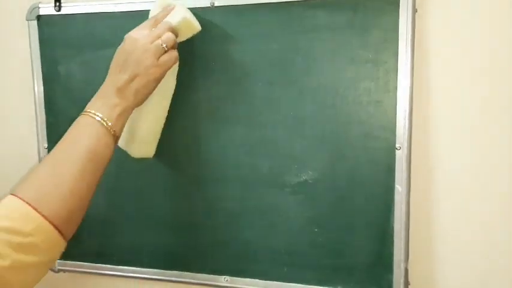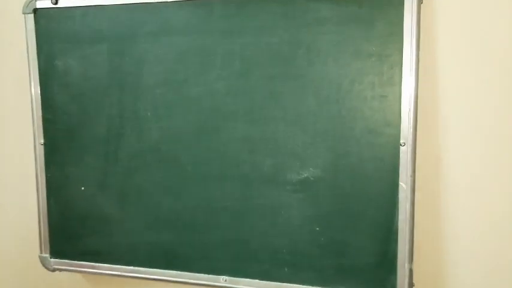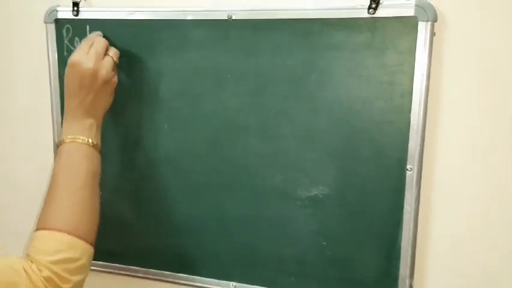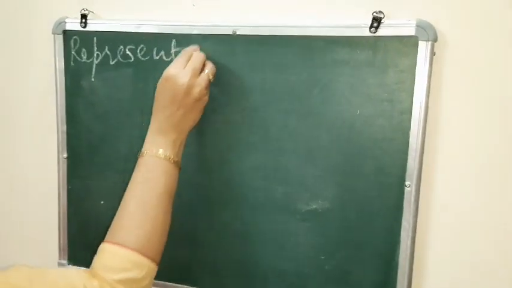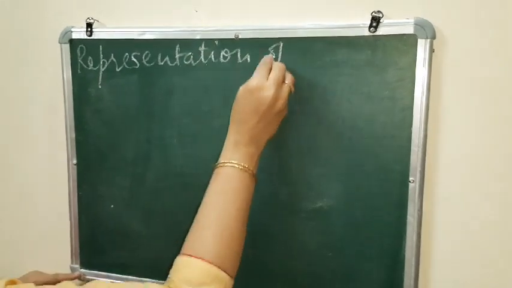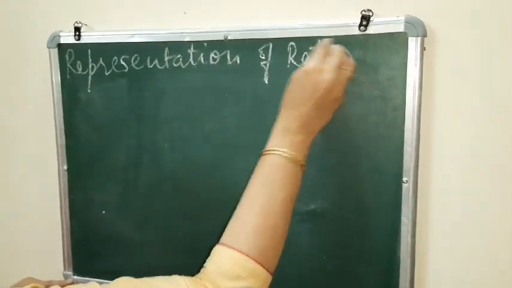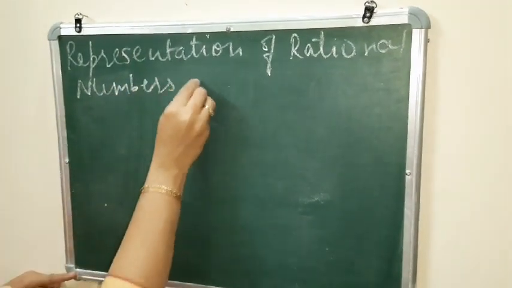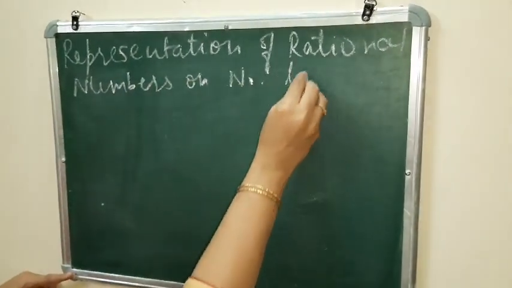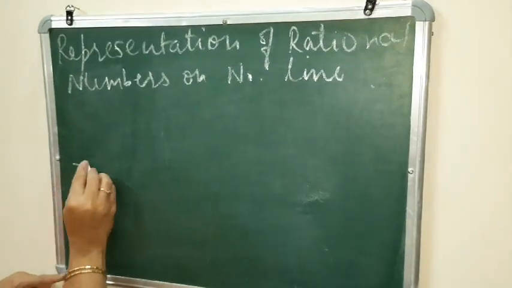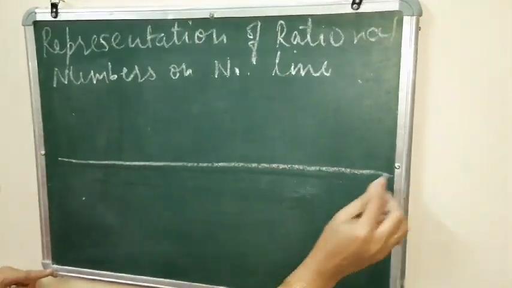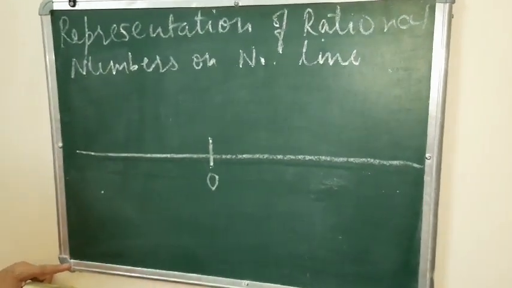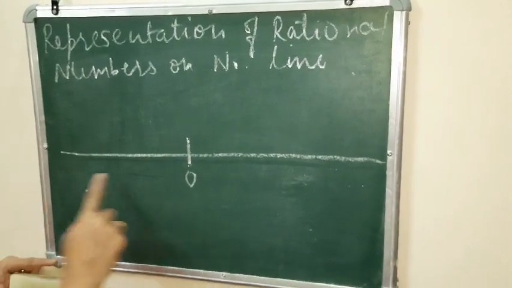That we have done in class 7 also. So we have to just repeat it, or we have to just follow the same. Representation of rational number on number line. Now how to represent rational number on number line? For this, you have to just mark a straight line. We mark a straight line, and at the center of it, we mark the point as O, which will be counted as 0. So this is your number line.